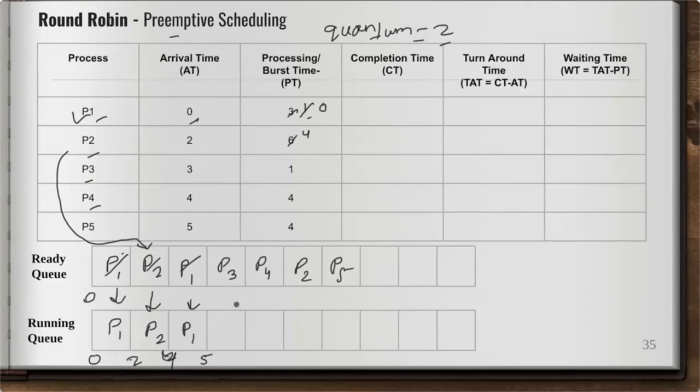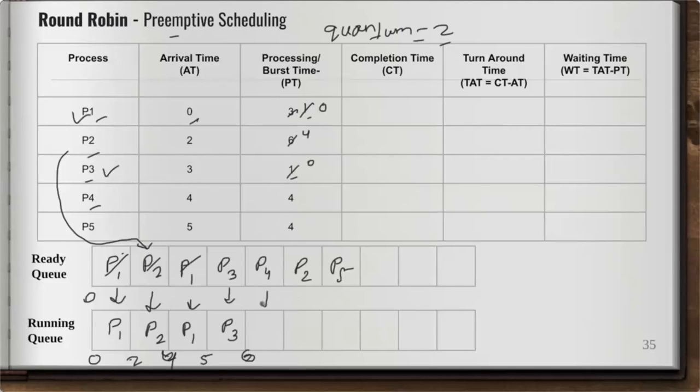Okay. So now next P3 comes in. So we'll bring P3 in and run it for 2 units. But we can't run it for 2 units, right? Because its processing time is only 1. So it actually runs for 1 unit, not 2. So 5 and then this becomes 6. All right. So then P3 is also done. Nothing is remaining, which is great.